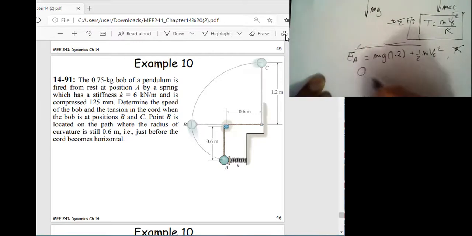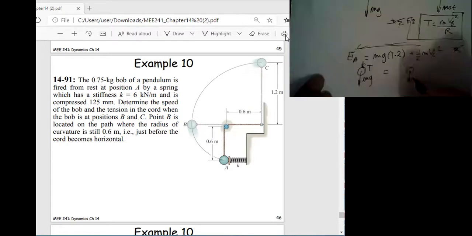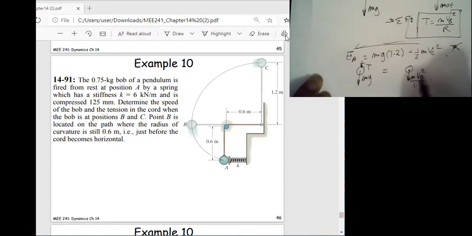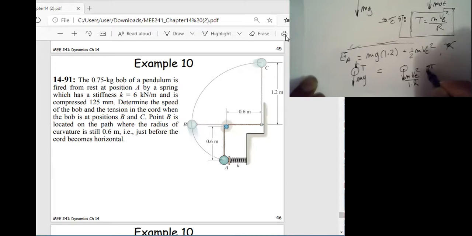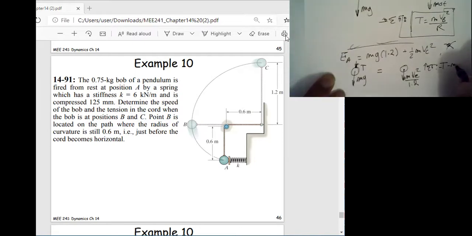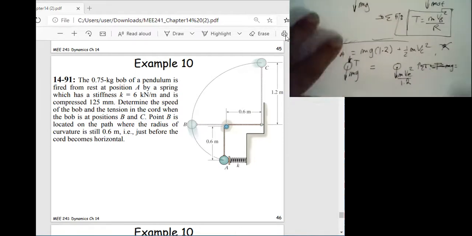Now we do a free body diagram. How does the free body diagram look? We have mg, and then we may or may not have a tension. So this is equal to m vC squared over the radius, which is 1.2. I already know vC squared. If I sum the forces in the vertical direction and try to solve for the tension, T is downward, so minus T minus mg is equal to, let me actually write that.